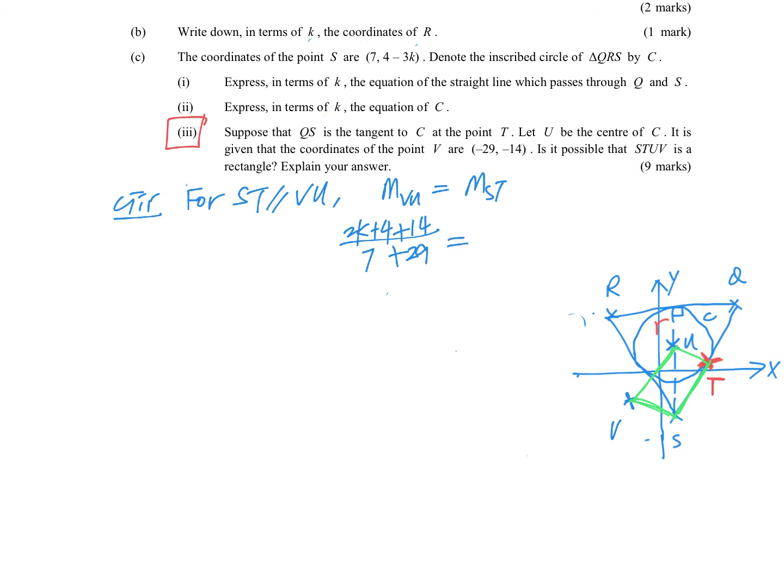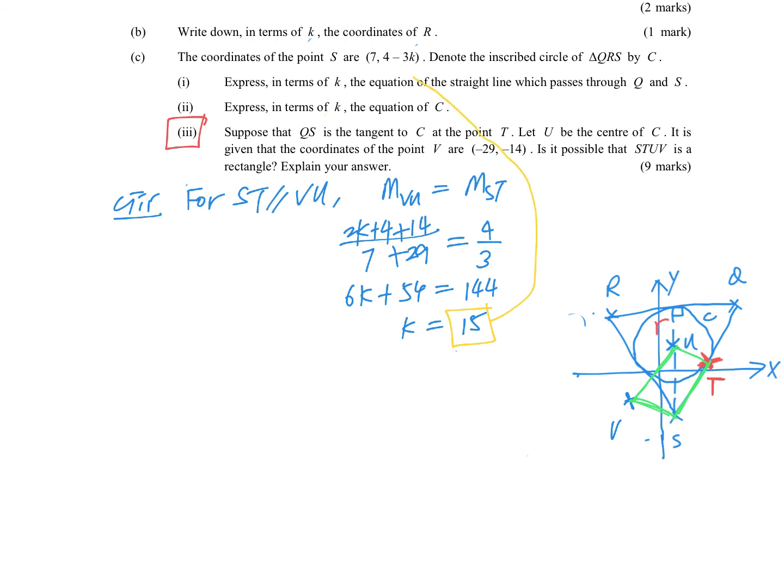And then the slope of ST will be equal to the slope of QS, and the slope of QS has been found in C1, which is 4 over 3. And then cross multiplication, so 6k plus 18 times 3, which is 54, and then 36 times 4, so 144. 144 minus 54 divided by 6, so k equals 15. Now we have the k, and after that we try to plug the k back in.